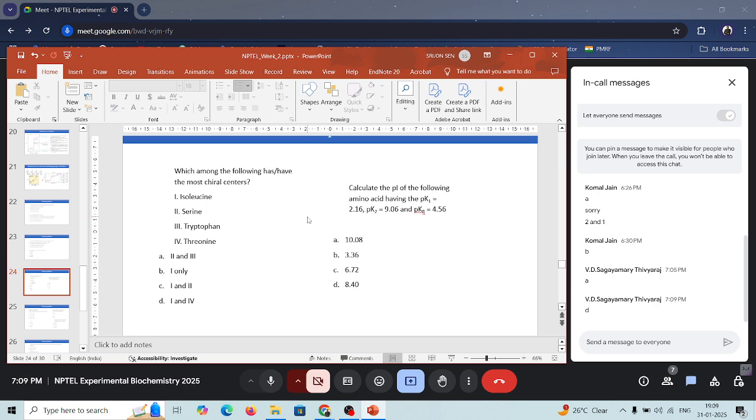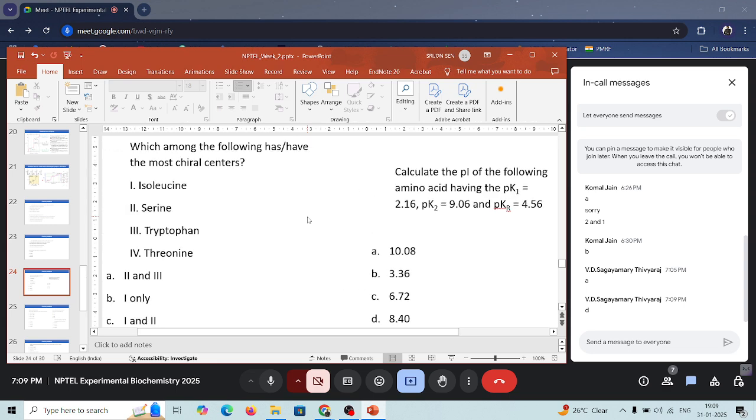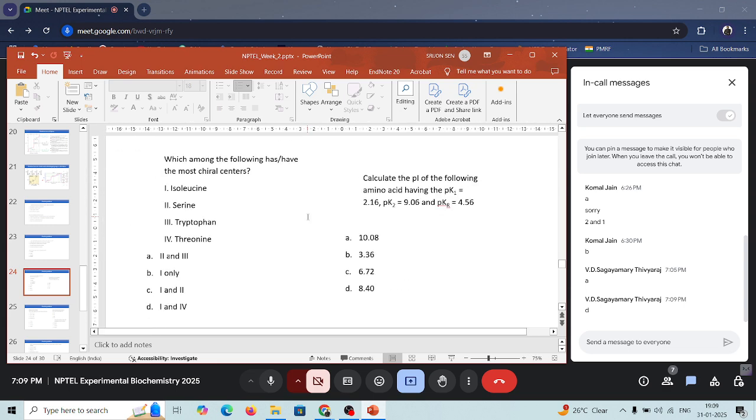The next one. Which among the following has the most chiral centers? Isoleucine, serine, tryptophan, and threonine.